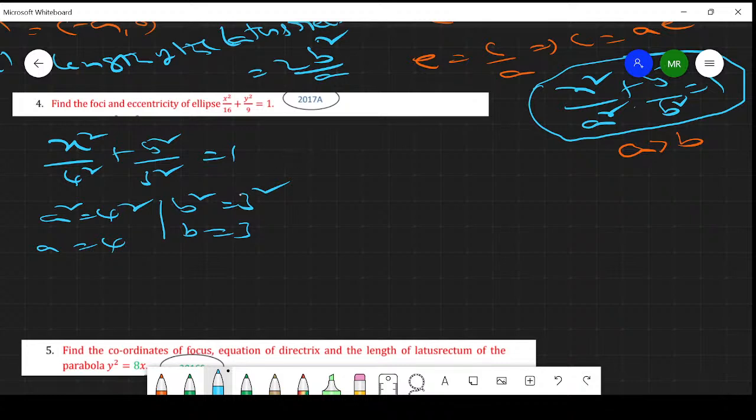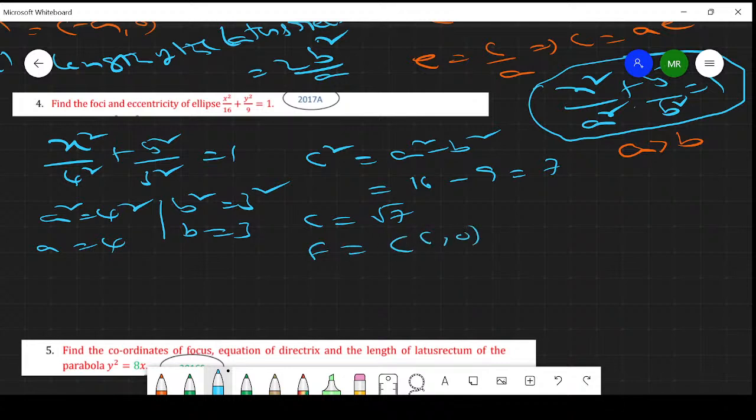But we know that we can find a and b. We know c square is equal to a square minus b square. What is a square? 16. B square is 9. It will be 7. C is equal to root 7. For the foci, F is equal to c comma 0, root 7 comma 0. And F dash is minus c comma 0. It will be minus root 7 comma 0.